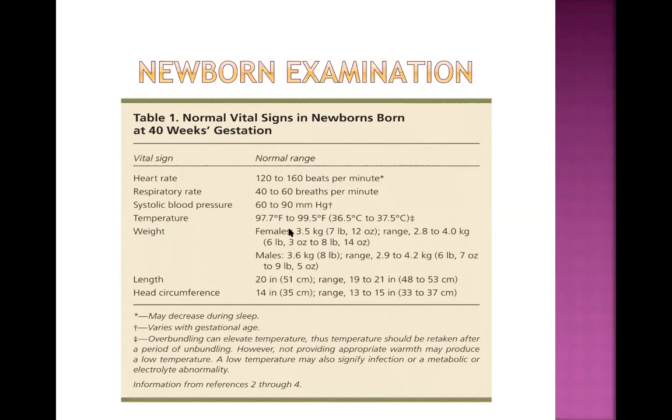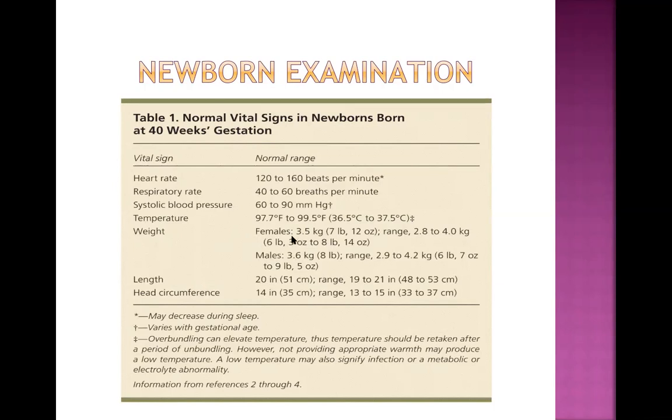See here, what about the temperature? The temperature is 36.5 degrees centigrade to 37.5 degrees centigrade. So this is the normal range of the temperature. Lower than 36.5 is hypothermia, and more than the upper limit is fever or hyperthermia.